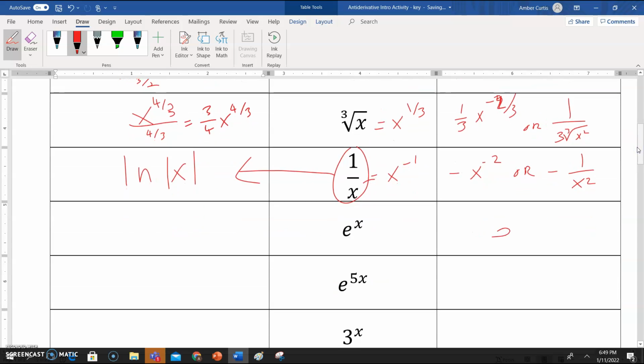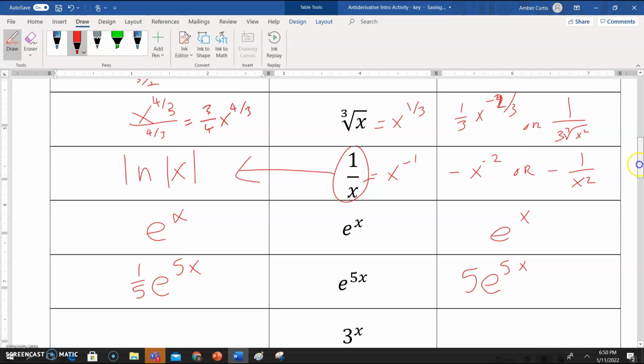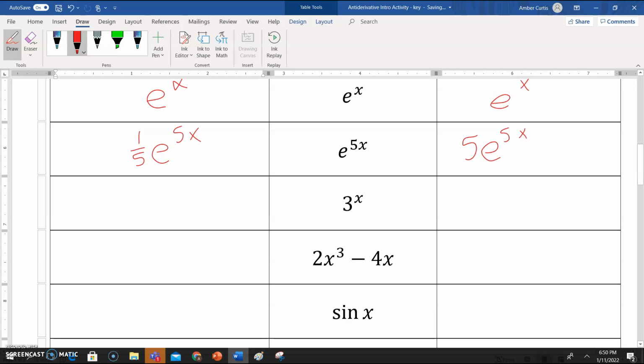For e to the x, we know its derivative is e to the x, and we also know its antiderivative is e to the x. For e to the 5x, we know its derivative is e to the 5x times derivative of 5x, chain rule, so it's 5e to the 5x. And then for its antiderivative, we're going to do almost the same thing, but instead of multiplying by 5, we're going to divide by 5, so 1/5. And then for 3 to the x, remember its derivative is 3 to the x, ln 3. And so for its antiderivative, we're going to do the exact opposite. We'll divide by ln of 3.